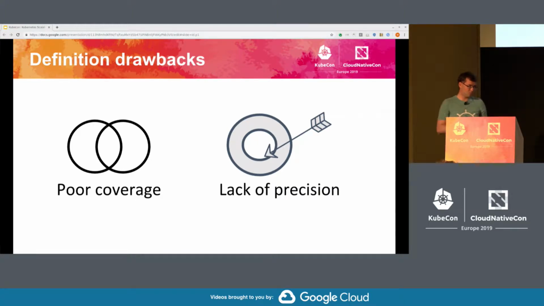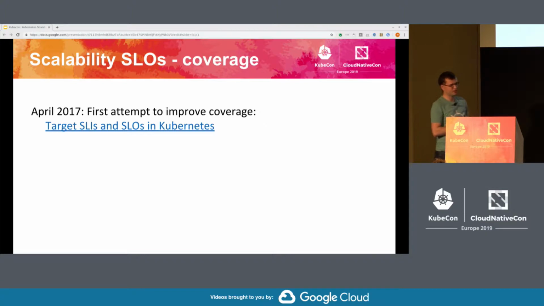So it's pretty clear that we need something better. And we basically were realizing those problems from pretty much the early beginning. So let's see how we tried to approach those problems. And let's focus on the coverage problem first. The first real attempt to address this problem, or first significant one, was in April 2017, when I wrote this doc of target SLIs and SLOs in Kubernetes.